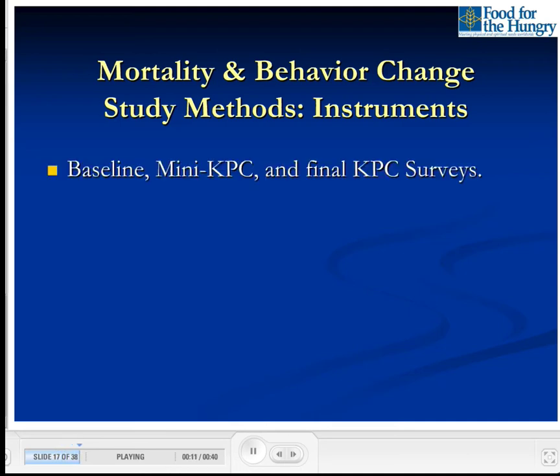There was a baseline mini-KPC and final KPC surveys that were done to look at behavior changes, and also a mortality study that was done through Johns Hopkins using a modified DHS approach. A pregnancy history questionnaire was used and modified from the 2003 Mozambique DHS birth history questionnaire, and that was the main tool used to look at deaths that had occurred. We also used anthropometry to look at how malnutrition had changed.